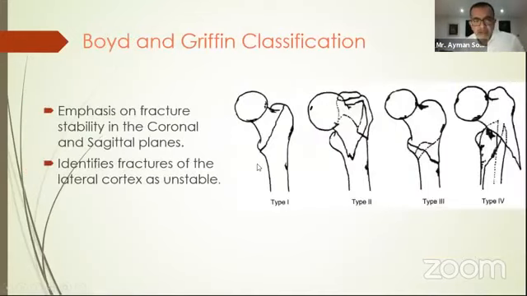Another important classification is Boyd and Griffin, and the reason why I mention Boyd and Griffin is this is the first classification that takes into account the stability in the coronal and sagittal plane, and this is particularly important, as I will explain later. It also identifies the importance of the lateral cortex fracture as evidenced with type 2.